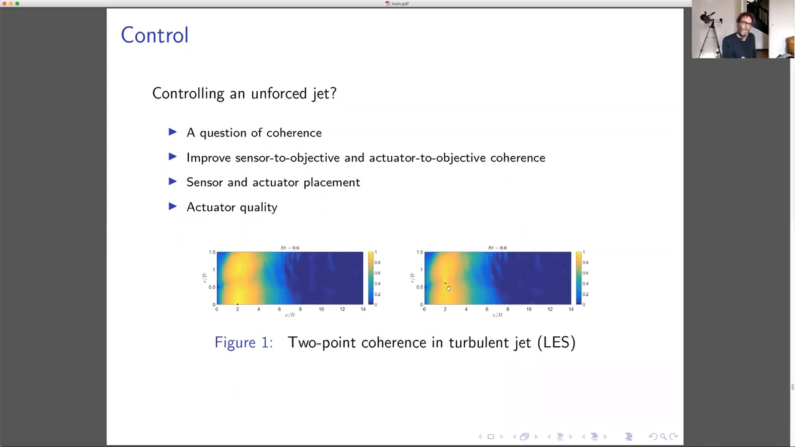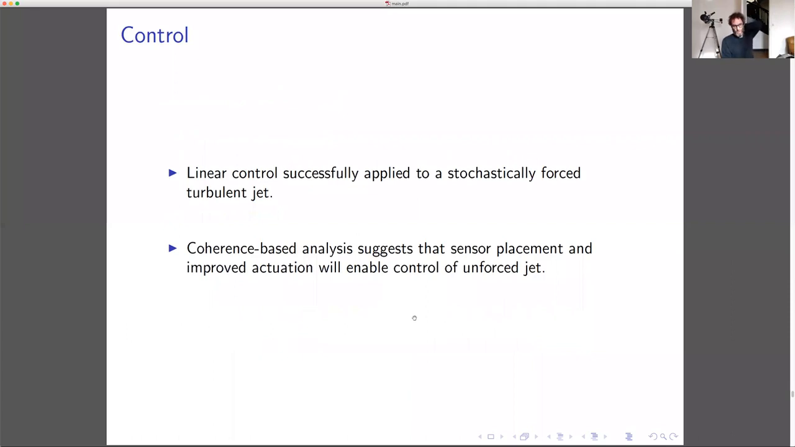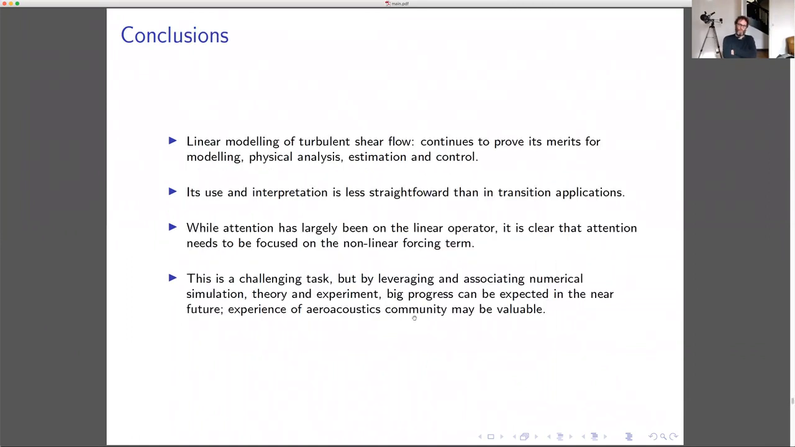So this is suggesting that by improving the actuators and being better in positioning the sensors, it should be possible to reproduce what we've done for a stochastically forced jet in an unforced jet. Okay, so that's the conclusion on that one. I'll jump straight to the main conclusions. So I'm talking about linear plus modeling of turbulent shear flow. We continue to see this framework prove its merits for modeling, for the analysis of physics, and for estimation and control. Its use and interpretation is clearly less straightforward than it is in transition applications because of this mean flow issue, right? We're not talking about a linear operator constructed about a fixed point. It's being constructed about the mean, with all of the problems that brings with it.